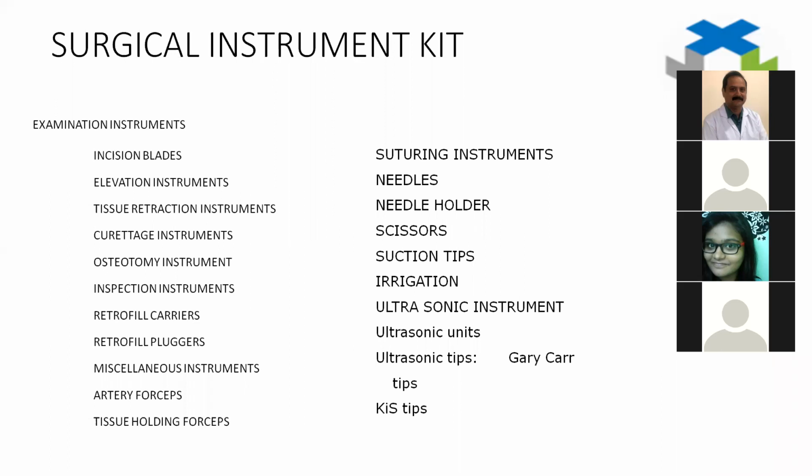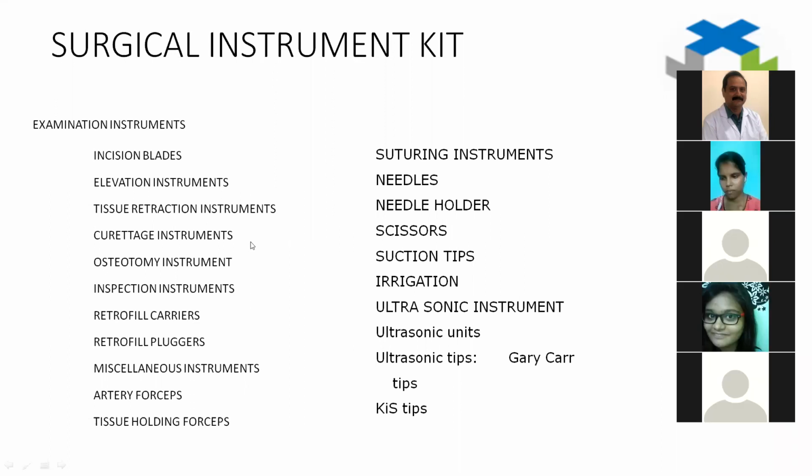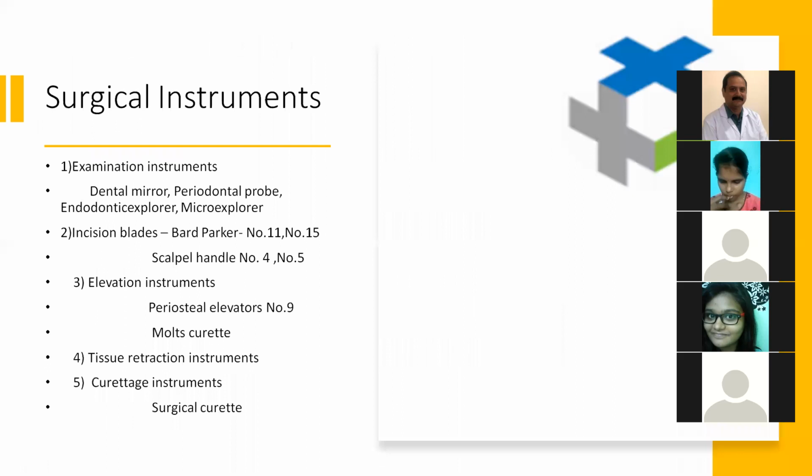Okay. Elevation instruments, retractors, curettage instruments. We have got bigger curettes. Okay. Osteotomy instruments for cutting the bone. Inspection instruments, retrofill carriers to put the MTA, artery forceps, tissue holding and suturing instruments, and ultrasonic instruments for retro preparations. Okay. All these things are there. So surgical instruments, all this.